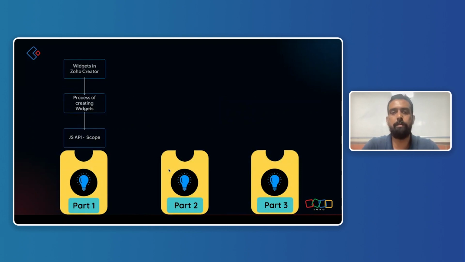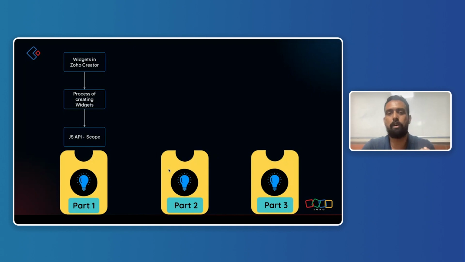First, we have the widgets in Zoho Creator, where we started with what are widgets, how can you create widgets, what is the process of creating widgets, and how you can use JS API concepts and different scopes inside JS API to communicate between the application and the widget extensions. So with JS APIs, you can push and pull data, and you'll be able to create a more robust extension, right? So that was discussed in part one.